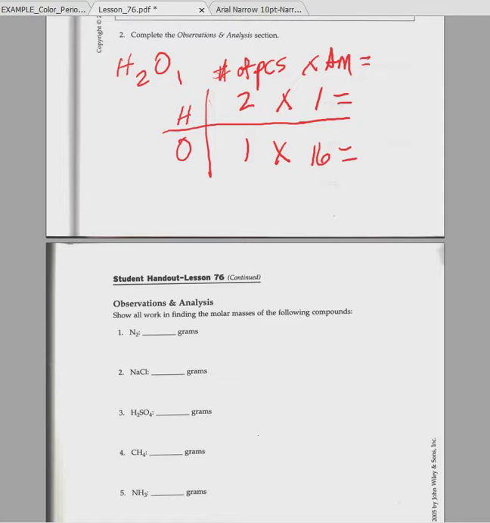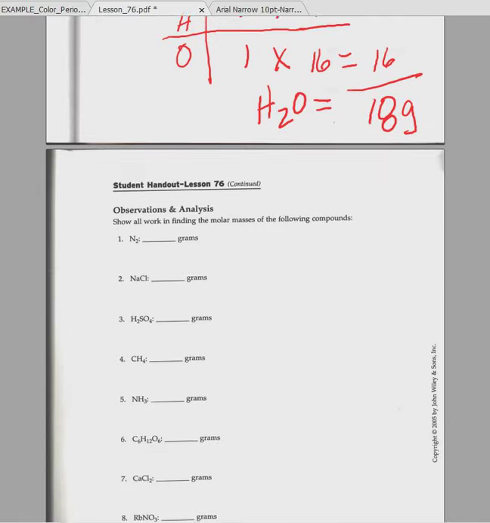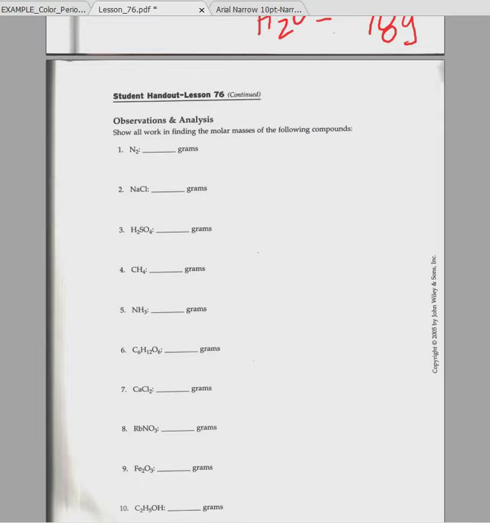All right, so 2 times 1 is 2. 16 times 1 is 16. The molecular mass of water equals 18 grams. Okay. So let's choose a hard one.